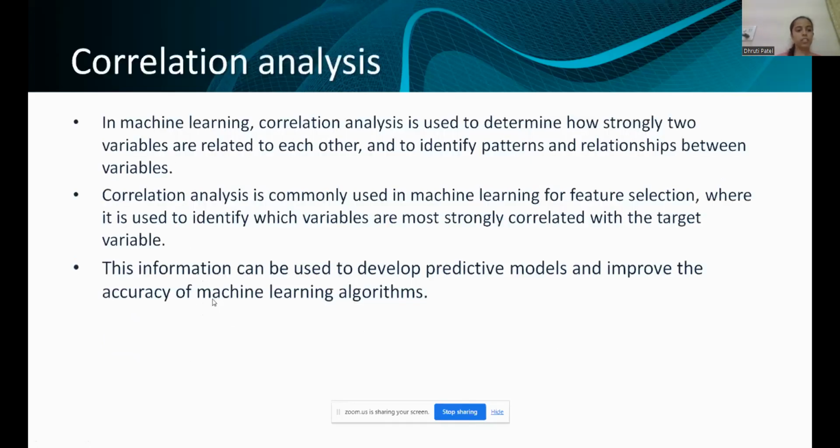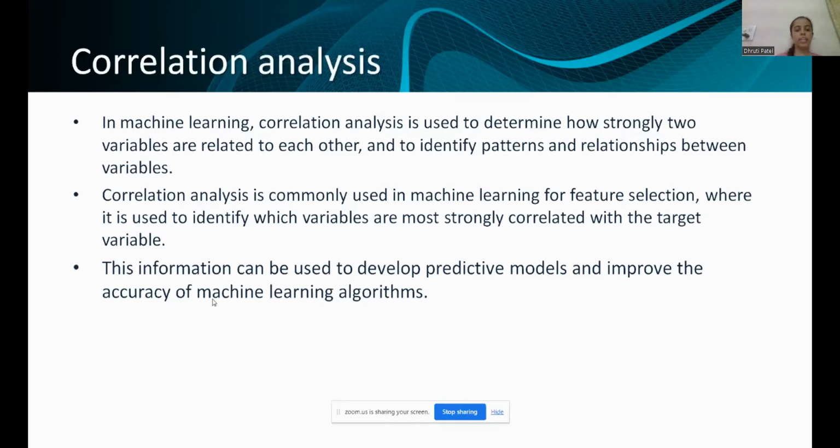And then the next operation is a correlation analysis. Correlation analysis is the analysis of a data set. In this operation, it identifies a relationship between two variables. In correlation analysis, it identifies how a feature variable is correlated with our target variable.